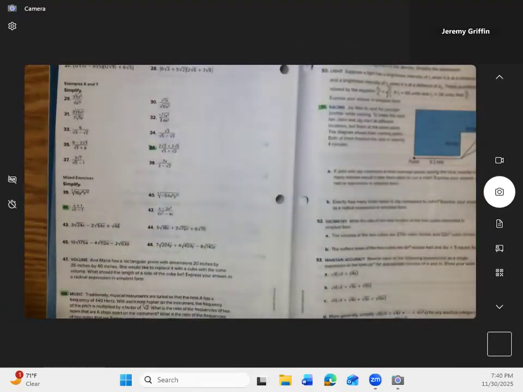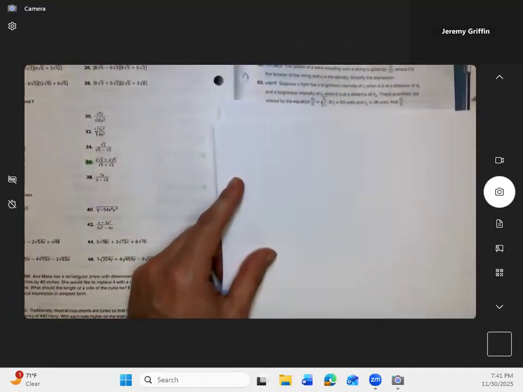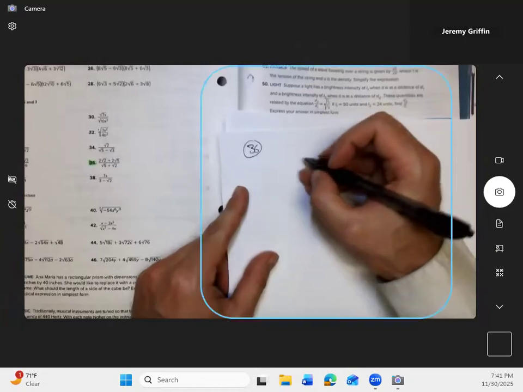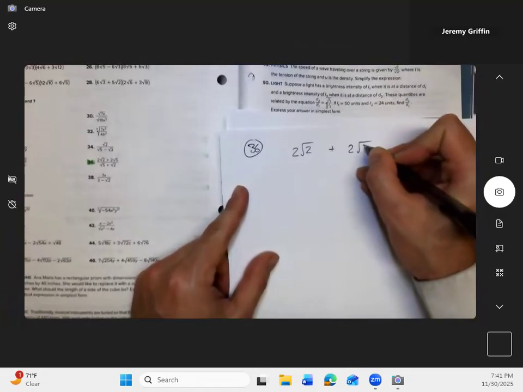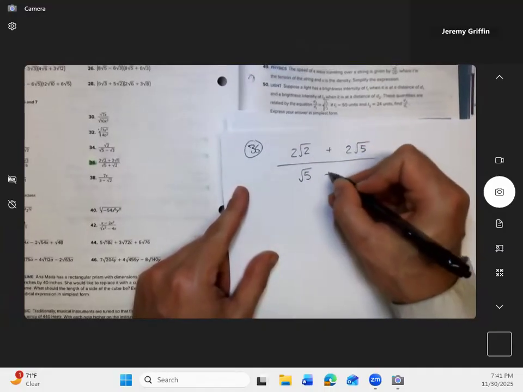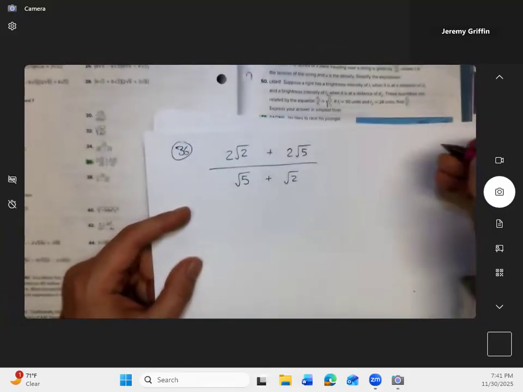All right, 36. Ooh, we got a fraction with addition. I'm already thinking this is probably going to be some kind of conjugate pair, right? You guys think? Let's find out. 36. All right, so we got 2 root 2 plus 2 root 5 divided by root 5 plus root 2. So let's try conjugate pair. Oh, let's spell it out.